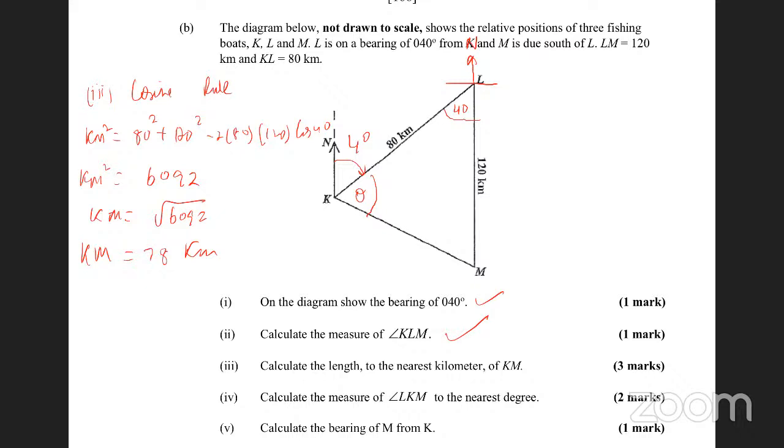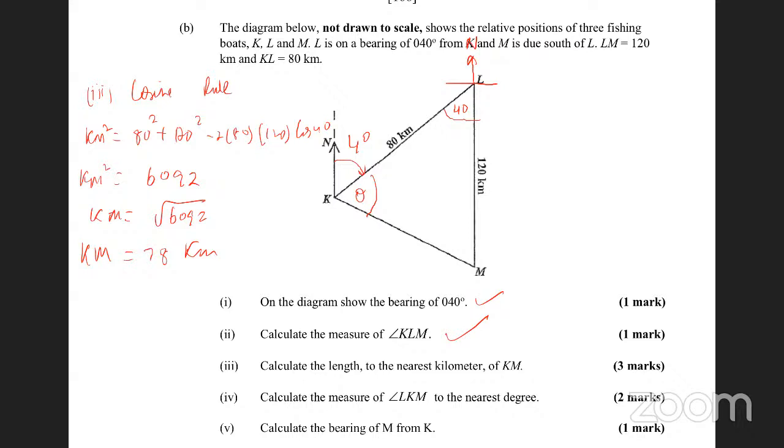You could use the cosine rule because you have all the lengths, but remember how hard it is to get angles from the cosine rule. If you use the cosine rule, nothing wrong, just make sure you get it correct.